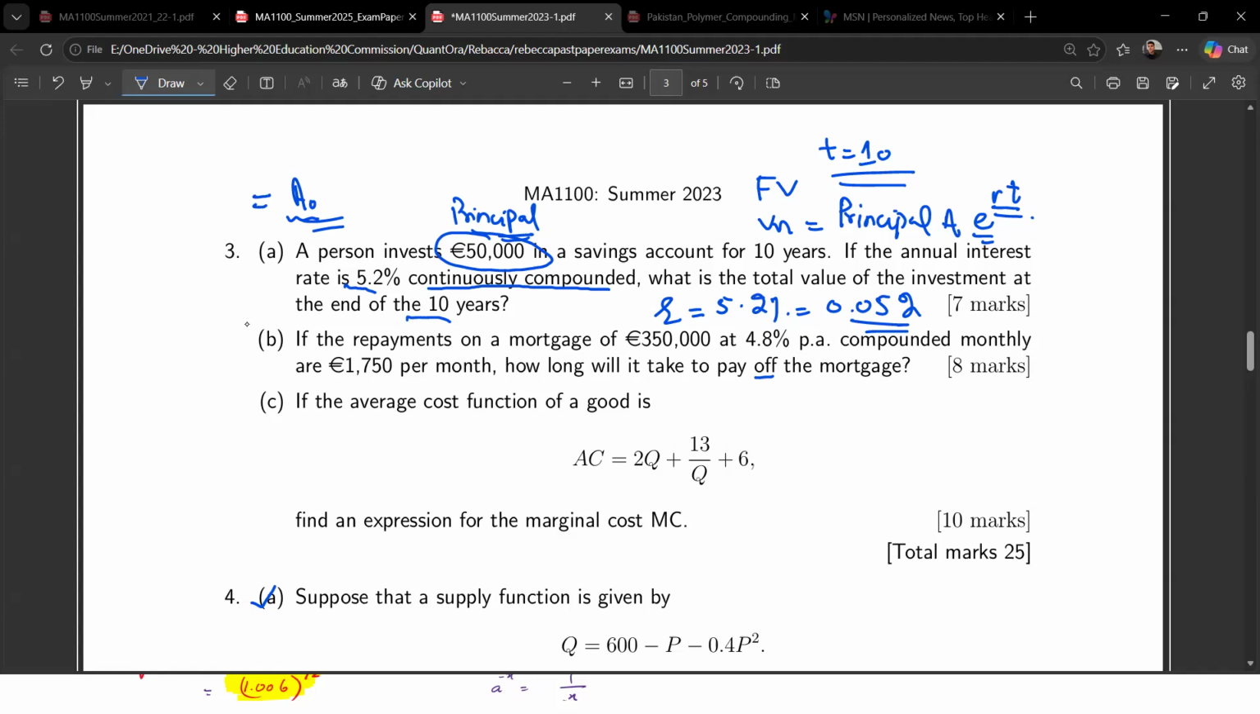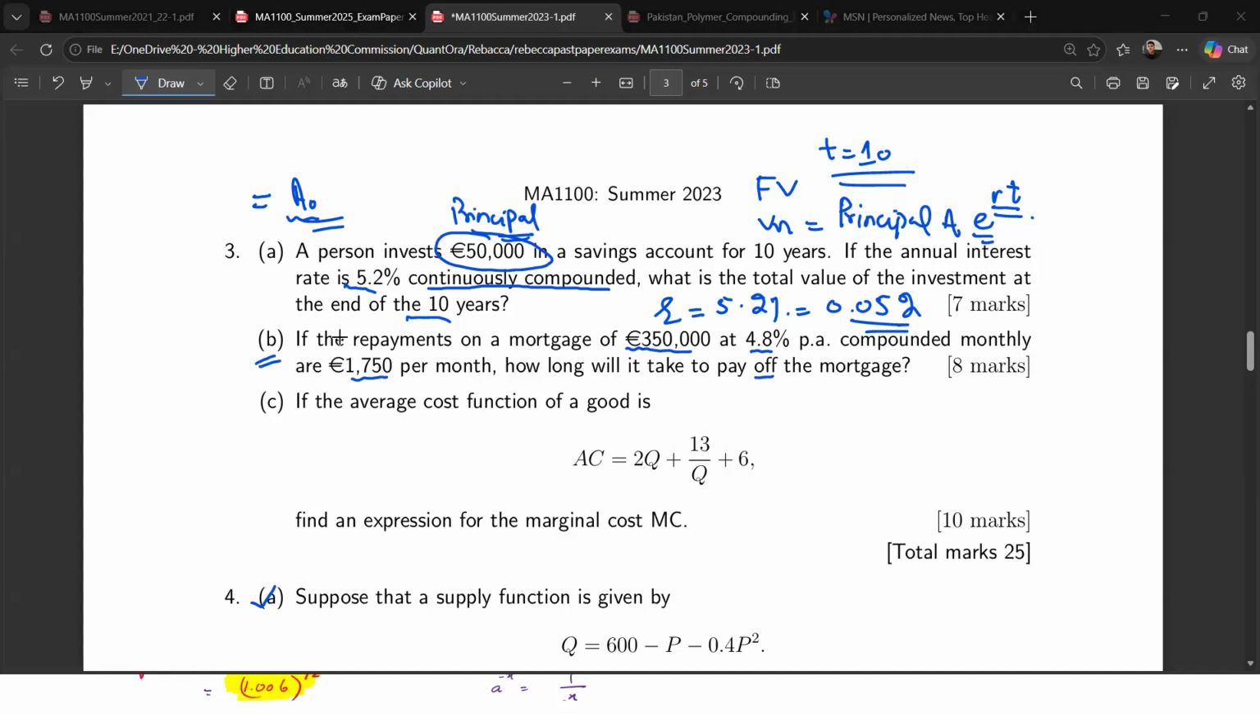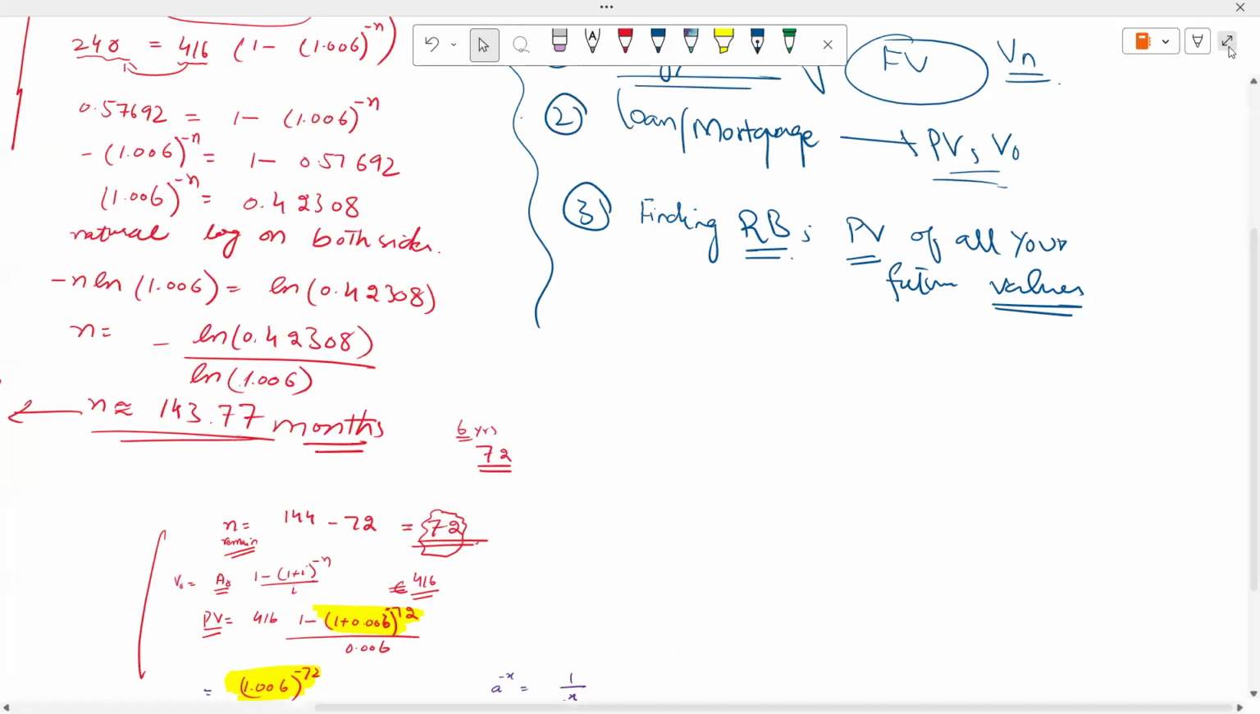And let's see the B part. I hope the A part is clear. Now let's go to the B part. If the repayments on a mortgage of 350,000 at 4.8 percent per annum compounded monthly are given, how long would it take to pay off the mortgage? That's pretty much simple. We just solved a couple of such questions. And I would like to touch upon a different idea in this session, in this recording.